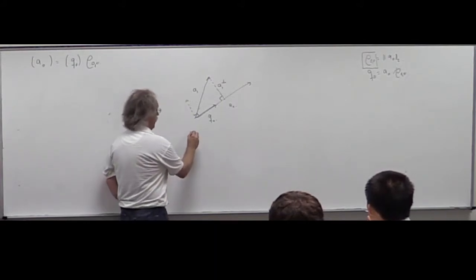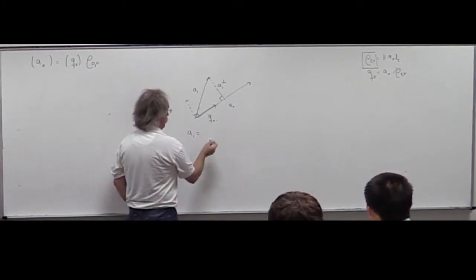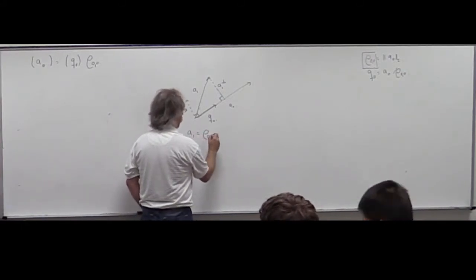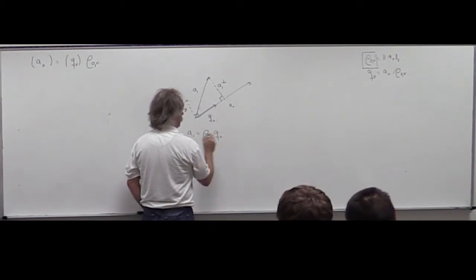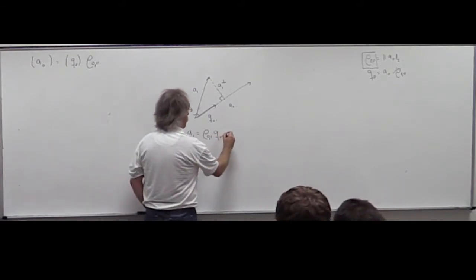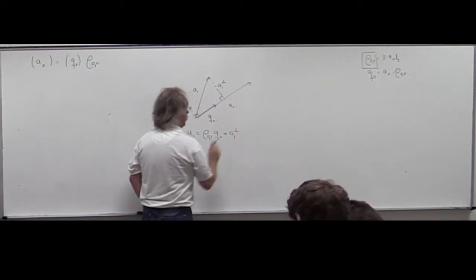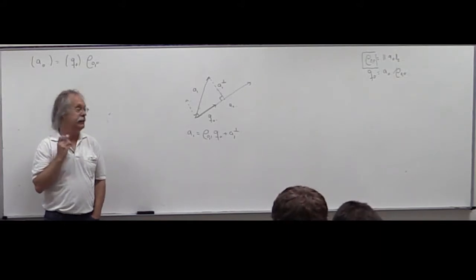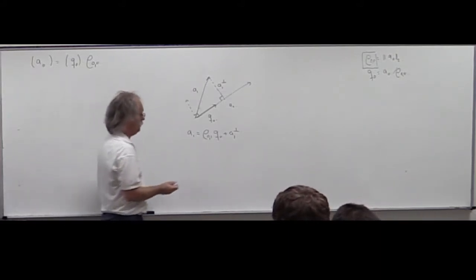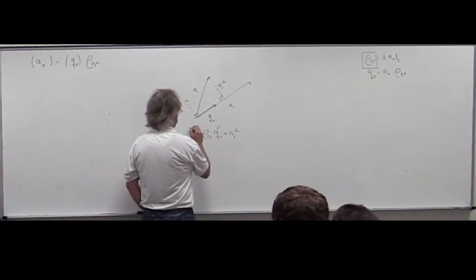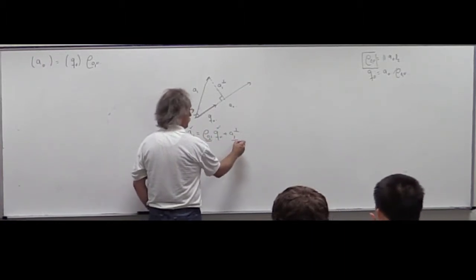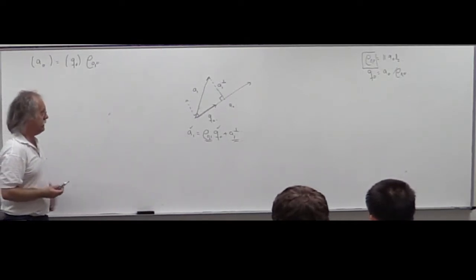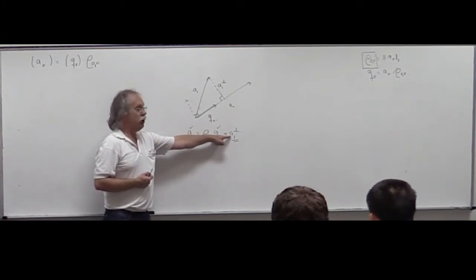Well, we notice that A1 is equal to some constant, let's call it constant rho 0,1, times Q0 plus the vector that's orthogonal to that. Okay? Now, the problem here is we have one equation and we have 2 unknowns. We'd like to determine this and we'd like to determine that. But what we know is that Q0 is orthogonal to that right there.